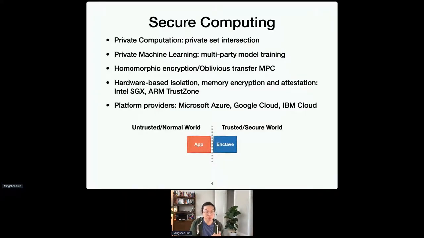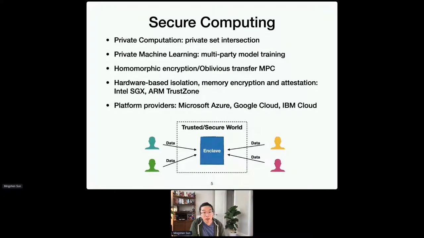In recent years, cloud service providers have provided such VMs, like Microsoft Azure Confidential Computing VM, Google Cloud's AMD SEV VM, and IBM Cloud also provides such VMs, enabling people to put their sensitive information and code into the public cloud service provider. So if we have such an enclave, people can put their data into the trusted or secure world to do computation without worrying about data leakage. That's secure computing, also called confidential computing.